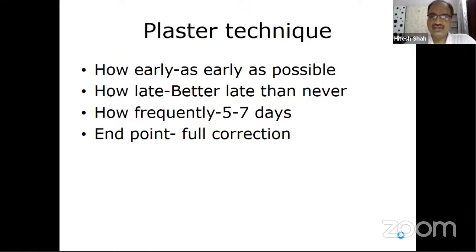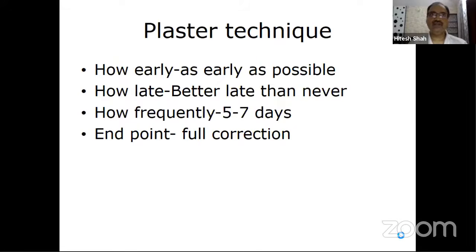When to start the Ponseti manipulation or the plaster manipulation? It should start as early as possible. Many people were worried before because of the softening of the skin and the neonate skin, but ideally it should start within a week of the child's birth. What is the reason to start early? If you start early, fewer casts would be required and the deformity would be supple. We can easily correct it.